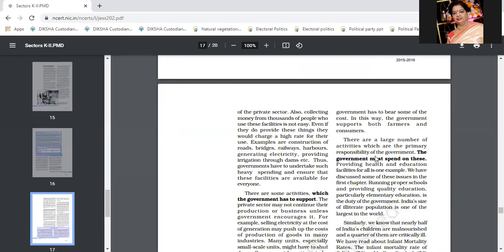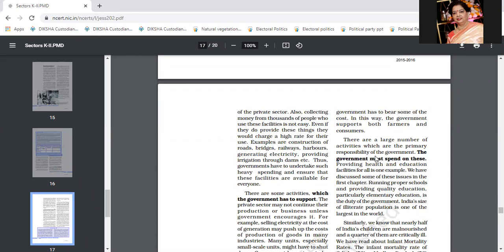So now in this portion, we will discuss what is the role of the government, what is the responsibility of the government, the importance of the public sector. There are a large number of activities which are the primary responsibility of the government. Government raises money through taxes and other ways to meet expenses on the services rendered by it. And the government has to undertake heavy spending like construction of roads, bridges, railways, harbors, electricity, irrigation facilities through dams. So it has to ensure that these facilities are available for everyone.